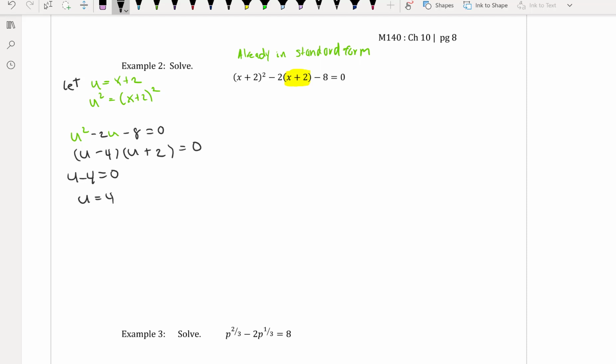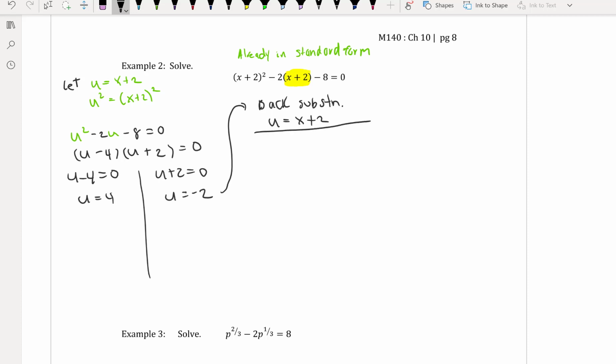So I have that u is equal to a positive 4. I also have that u plus 2 is equal to 0, so that u is equal to a negative 2. And remember, from here, that just gives me my values. So I'm going to do a back substitution. And remember, I had that u was equal to x plus 2. So when I have that u is equal to 4, that's really saying that x plus 2 is equal to 4. So if I subtract 2 from both sides, 4 minus 2 is equal to 2.